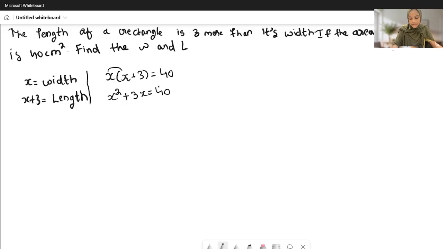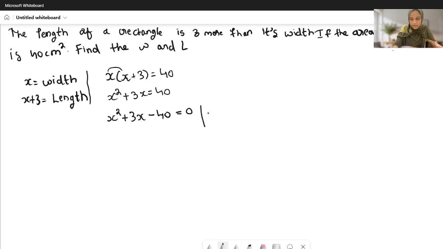And if we take this 40 to the other side, we can make it a quadratic equation and solve it. So x square plus 3x. Here it's positive, so when we take it to the other side, it's going to be negative 40 is equal to 0. So this is a quadratic equation and we can solve it.